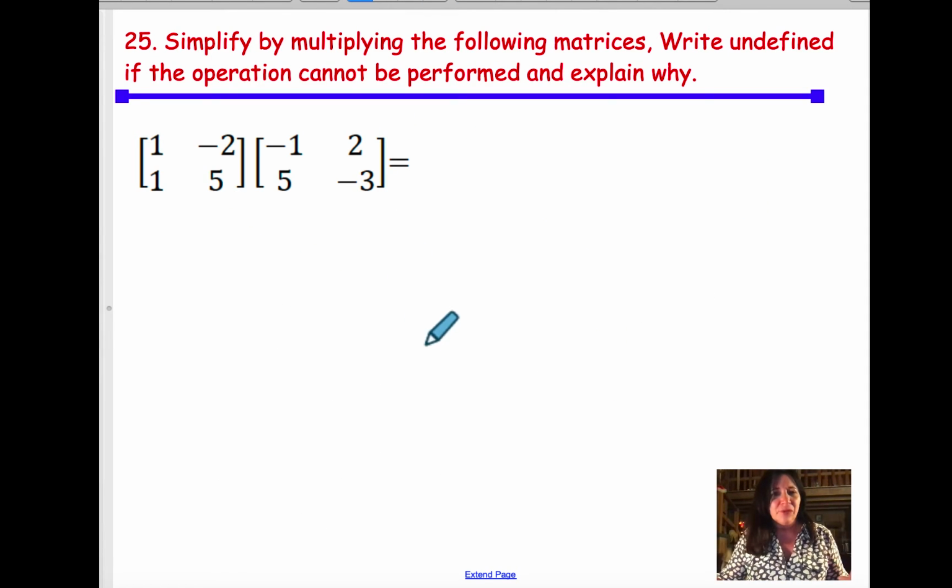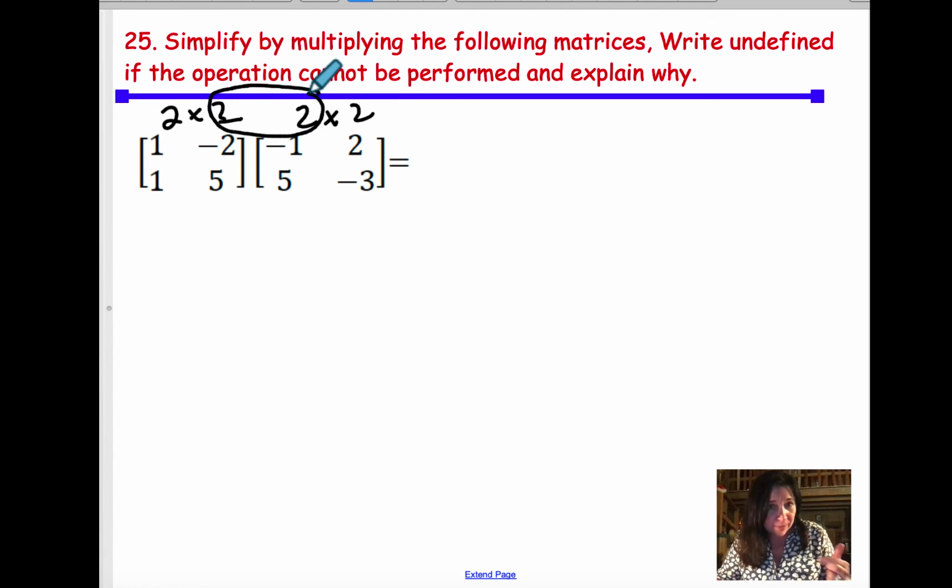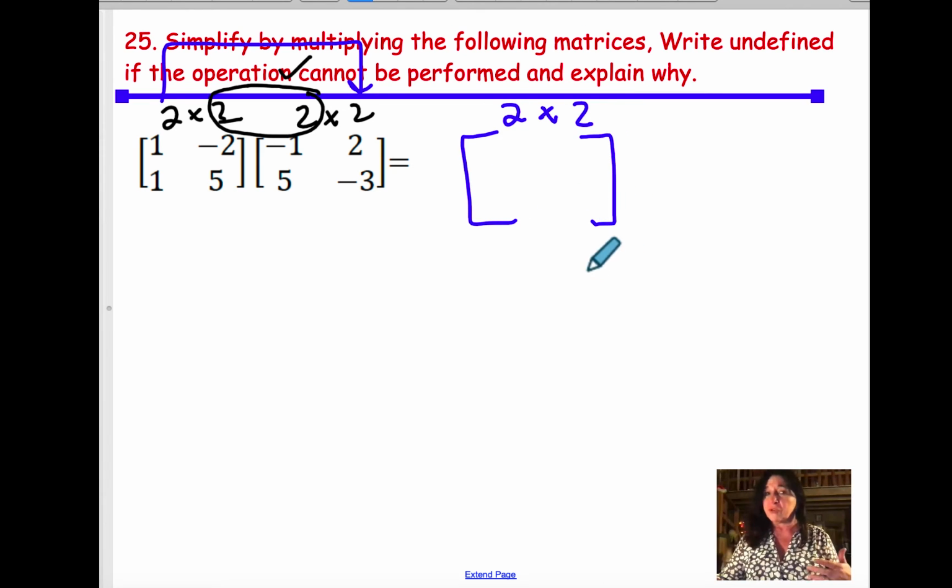Okay. This one right here is asking you to multiply matrices. So what you have to remember about multiplying matrices is that the insides have to match, right? So if this is a 2 by 2, row by column, 2 rows by 2 columns, and this is also 2 by 2, these inner values have to match. They have to match, or you can't multiply. So if they do match, check, then my result is the outside values, 2 by 2. So my result is going to be 2 rows, 2 columns.